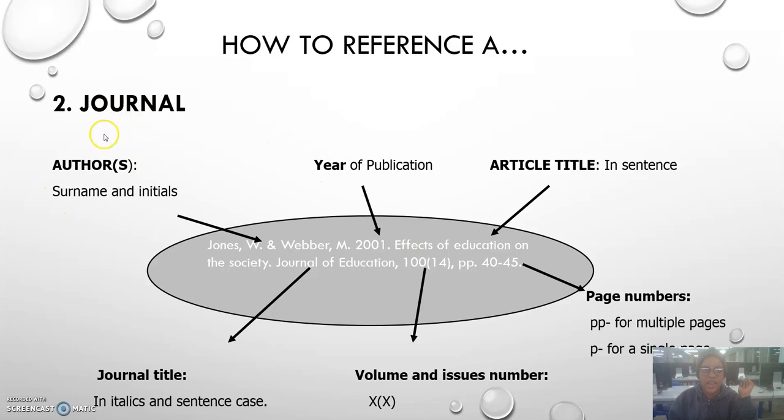And then how to reference a journal. With a journal, we also have two authors here, with their surnames and initials, the year of publication, and then the article title. This is in sentence case, so we must note that, and then the journal title must always be in italics and sentence case. Here we have the volume and issue number, this is our volume, this is our issue number, and here we have page numbers. We use double P for multiple pages, while we use a single P for a single page. So if, for example, we have page 40 alone, we use a single P instead of a double P.